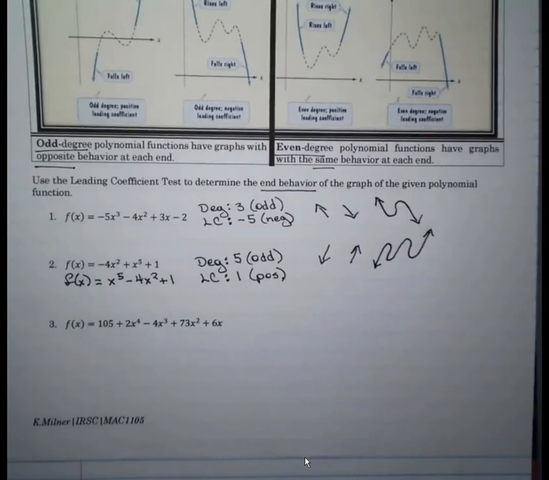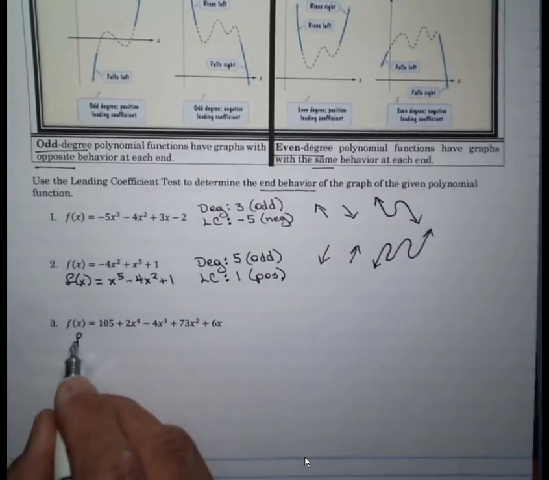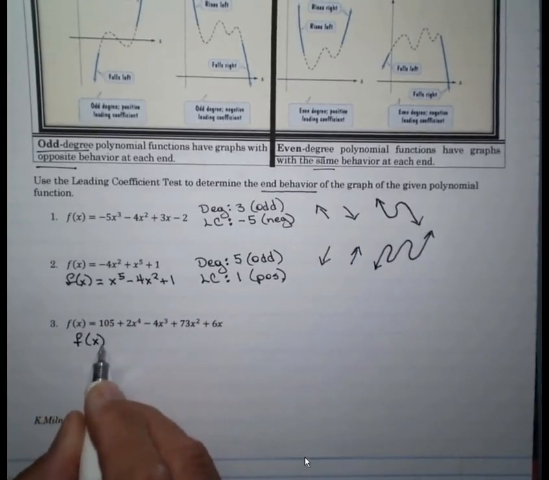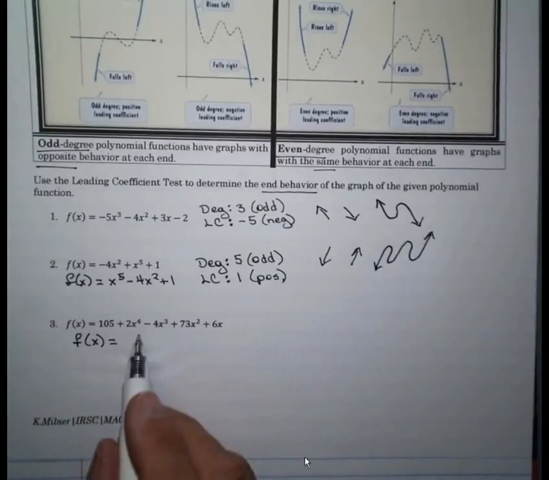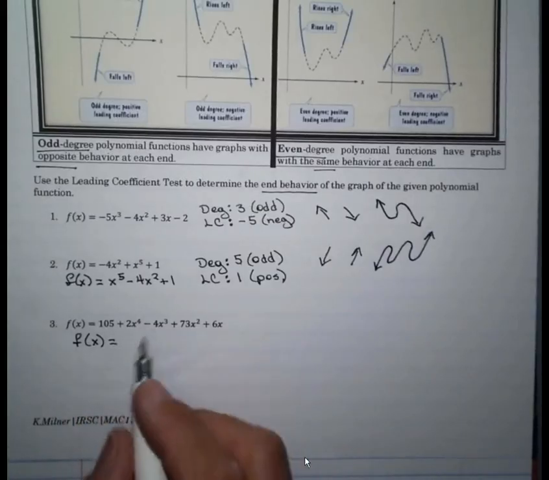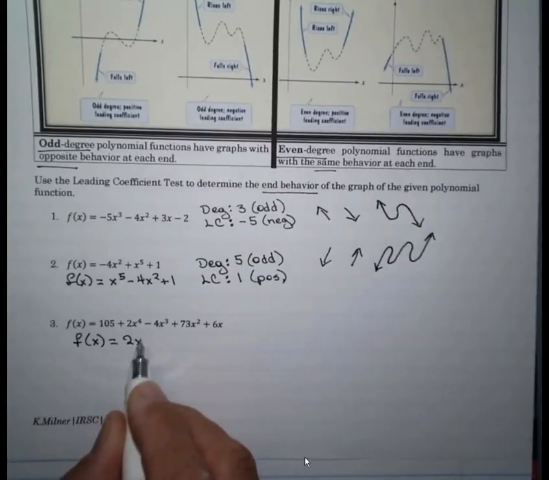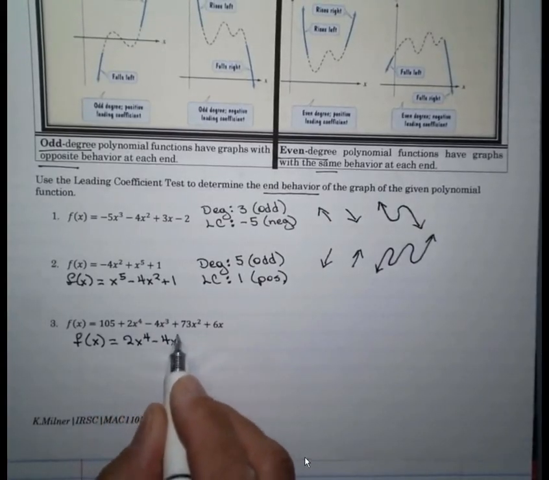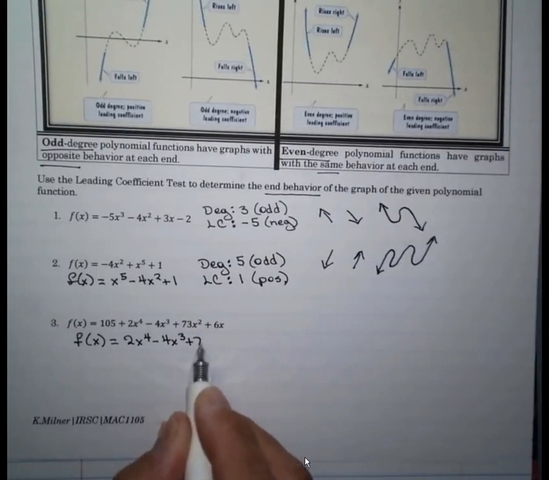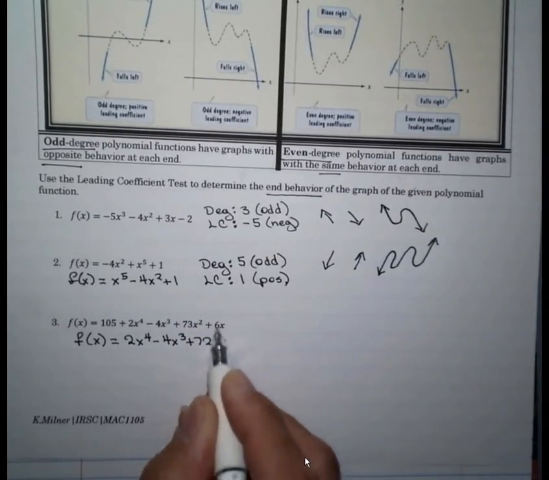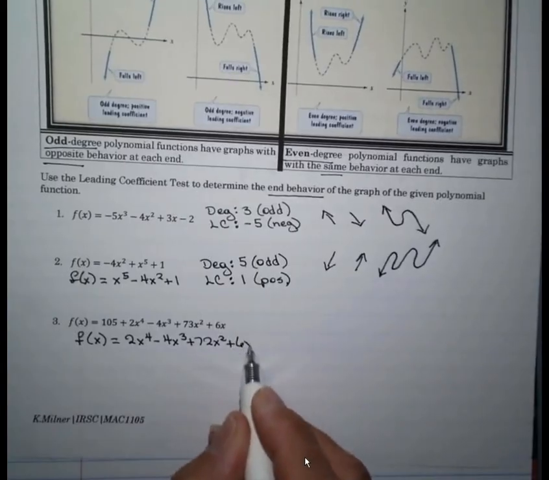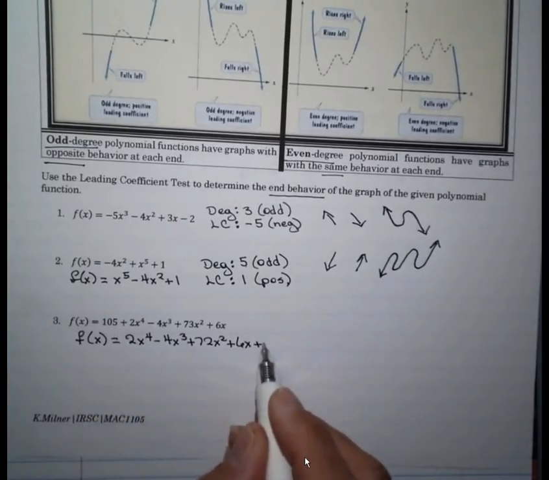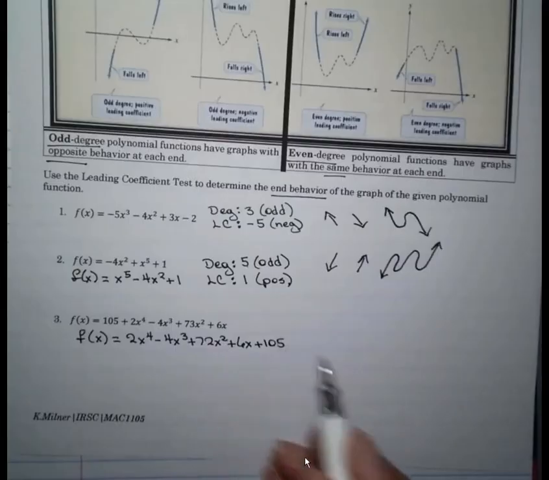And the next one has to be rewritten for us again. Let's say this time f of x is equal to, and we'll start with the highest term. The highest degree we've got is 2x to the power 4. And then I'm going to put the x cubed term next, and the x squared term. And there is an x term. And finally, I have just the plain constant term, 105. All right, so what do I know about this?